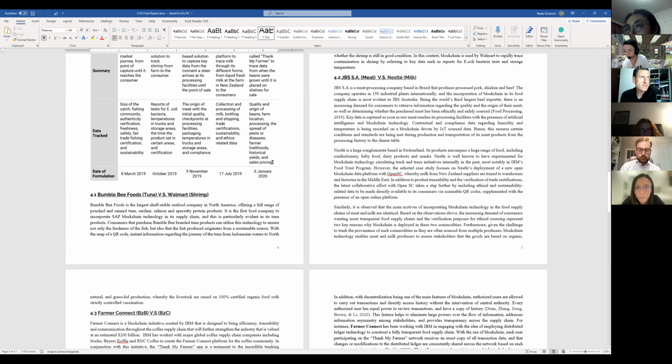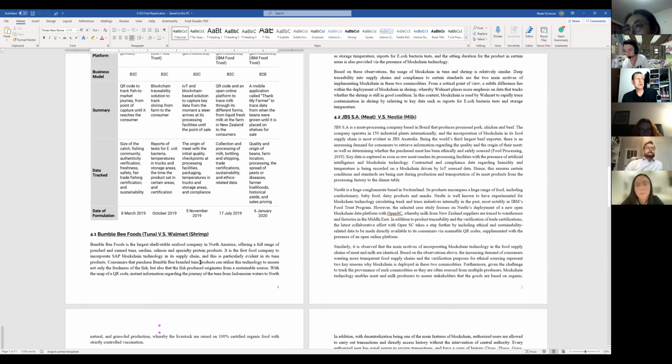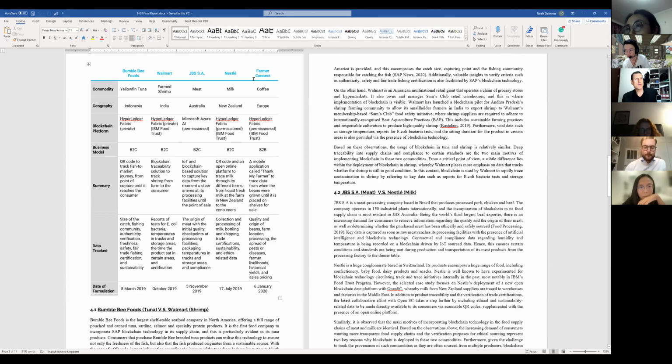So food versus food. They got the meat versus the milk, and then the Farmer Connect was on its own. So I forced them to look, don't just talk about 1, 2, 3, 4, 5 separately. Why don't you compare this food with this food, because they both come from cows. Farmer Connect's the odd one out, but that's fine. Let's just make it a fifth one and add that in.